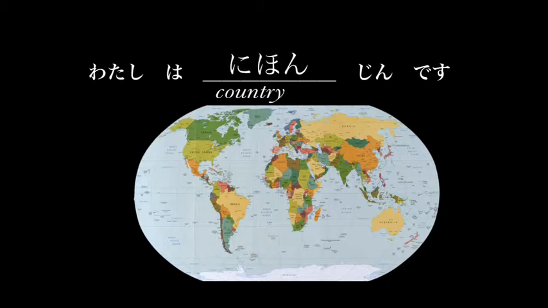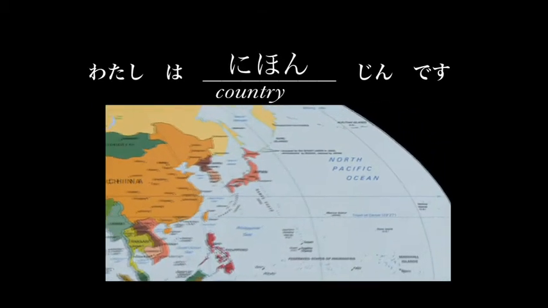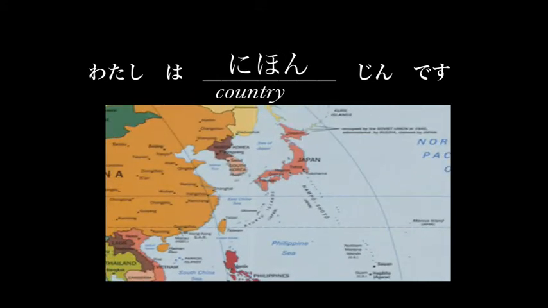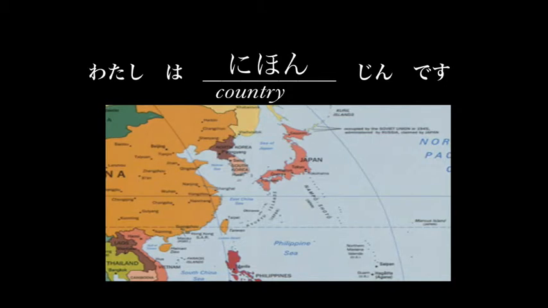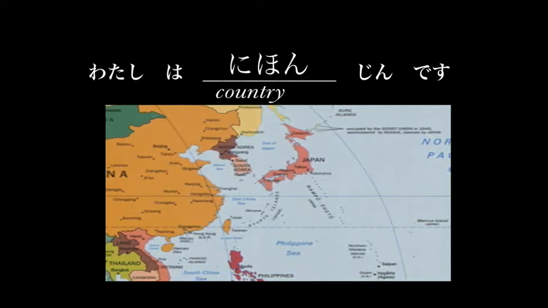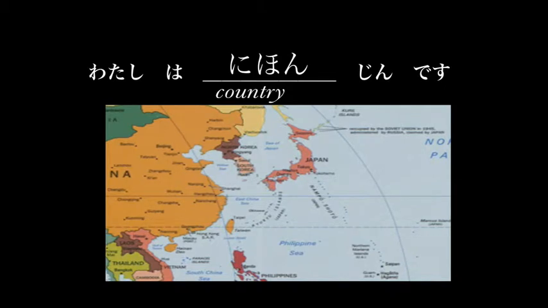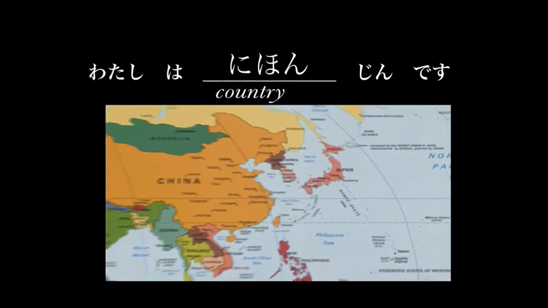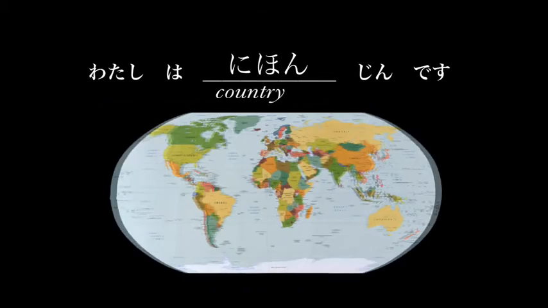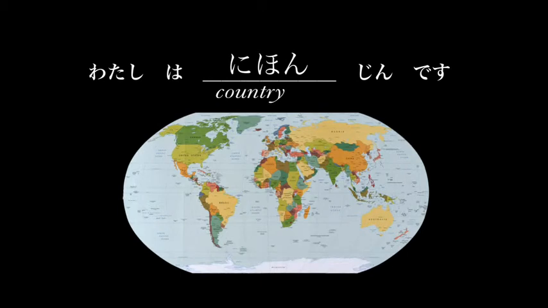We're going to start with the three countries that the Japanese people write in hiragana. There are three countries whose names are traditionally Japanese words. The first one, of course, would be Nihon. Nihon meaning Japan. Watashi wa Nihonjin desu. I am Japanese.